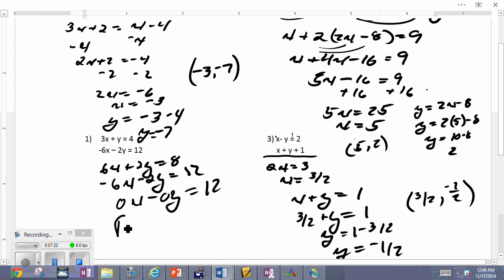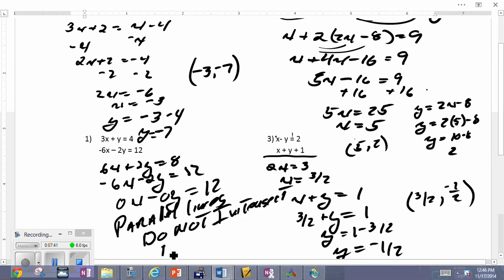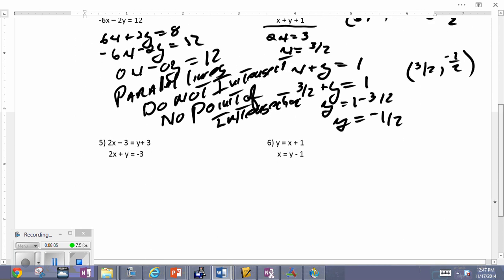That means parallel lines do not intersect. And if they do not intersect, there's no point of intersection. Now, if you wanted to, you could check and see that the slope on each of these lines were the same. And if the slopes are the same, then of course the lines are parallel. They're not going to meet. Okay, let's look at a couple more here.